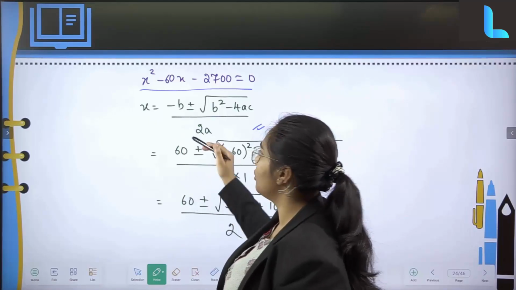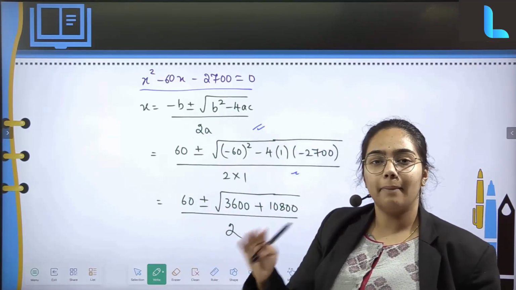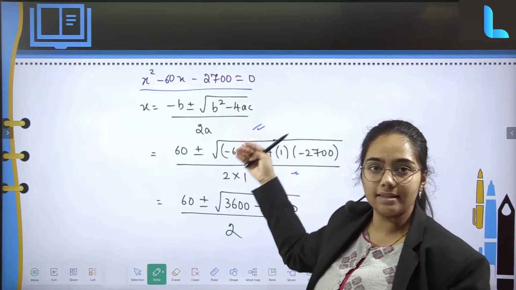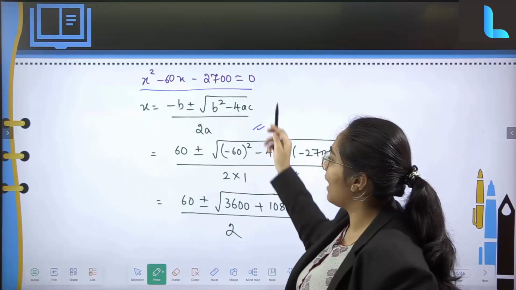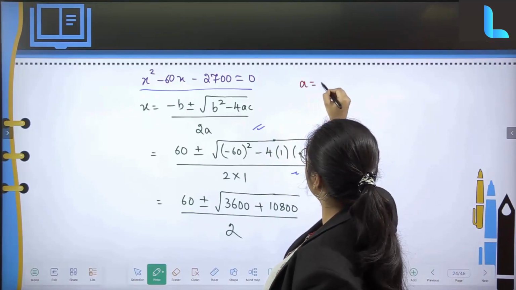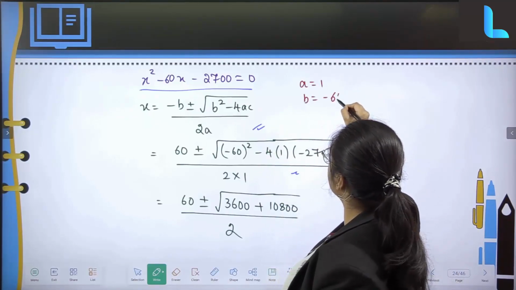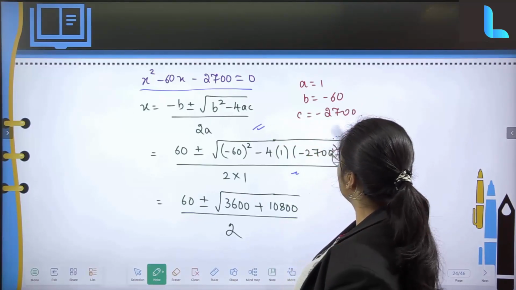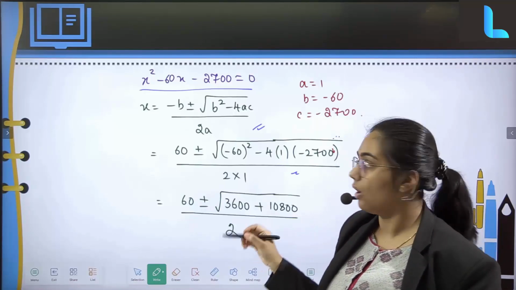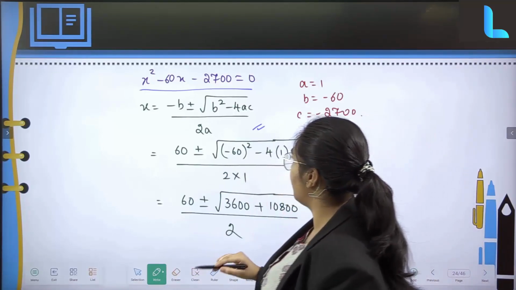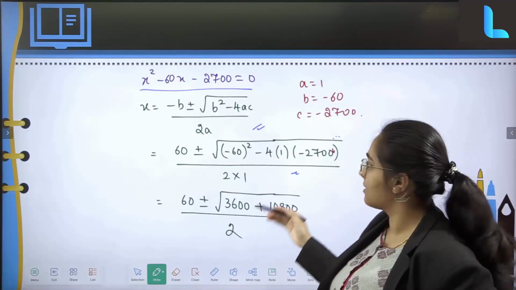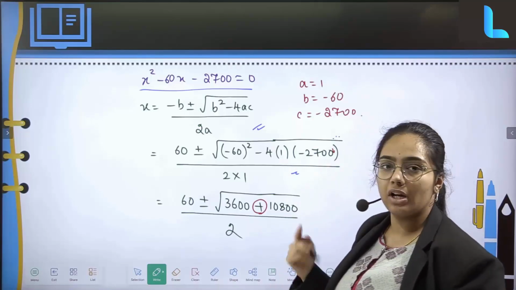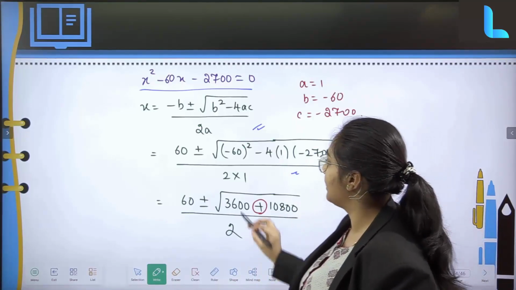So x is equal to, apply the formula, minus b plus or minus within the square root b square minus 4ac, divided by 2a. From the values given, my value of a is 1, b is going to be minus 60 and c is going to be minus 2700. Right, when I'm just evaluating all of it, minus 60 the whole square becomes 3600. Again, minus into minus becomes plus. So 4 times 2700 is 10,800.